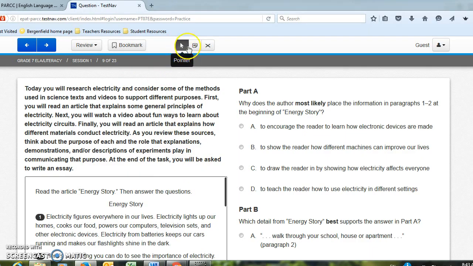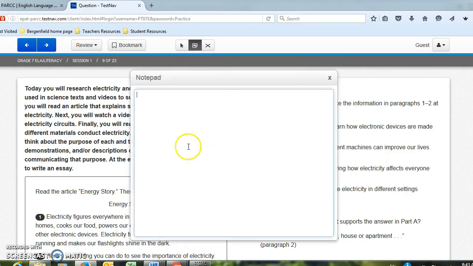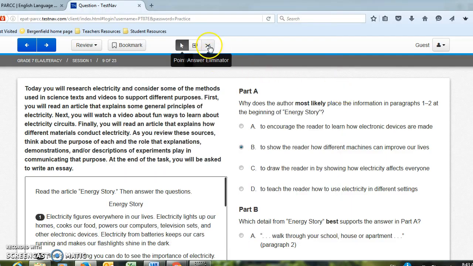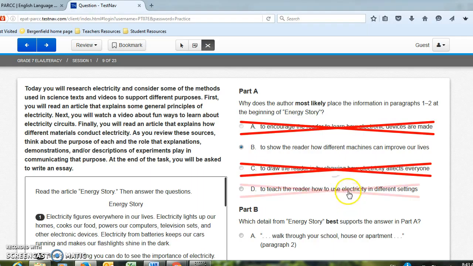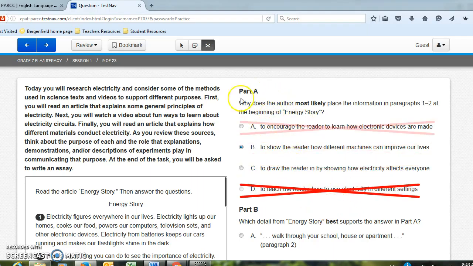This pointer tool is the default. That's what I'm using right now. But if I want to go to Notepad, I would click here, and you can write virtual notes right here. So you can type your notes here. And this is the answer eliminator. If you wanted to use process of elimination and eliminate some answers that you know are wrong, you could use that. And then you just click on them to take them off. You go back to the pointer to select your answer.